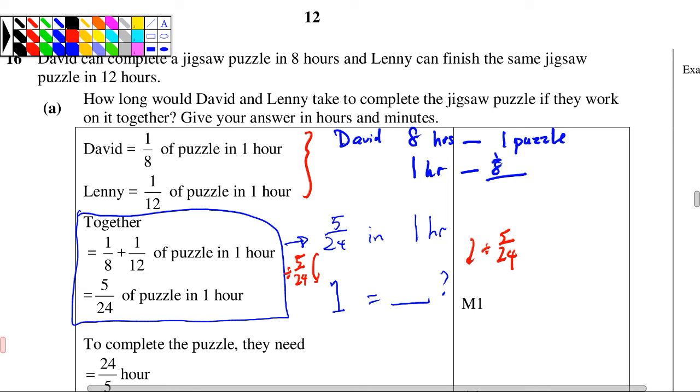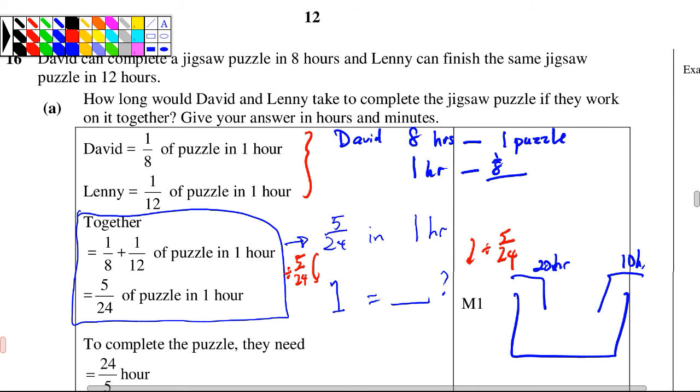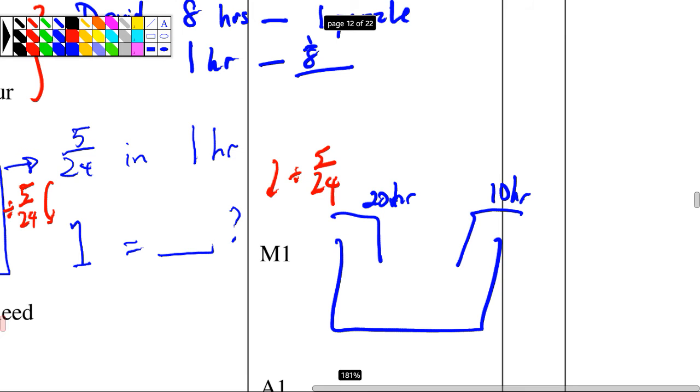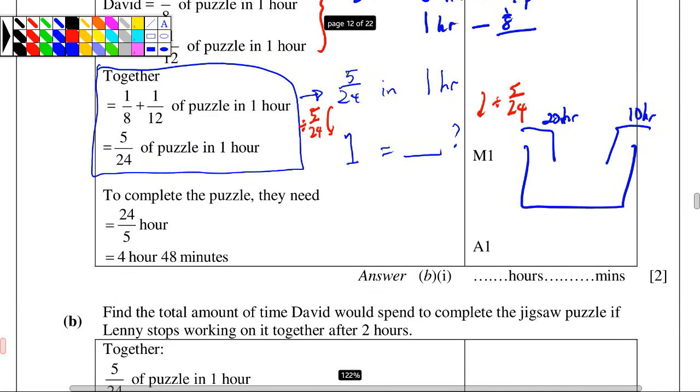Another favorite variation is this. I got a tank, and then this is 20 hour. This is 10 hour. How long does it take to fill up the tank? Can you try now? This answer. 4 hours and 48 minutes. 4 hours, 48 minutes. Can everyone try this question?